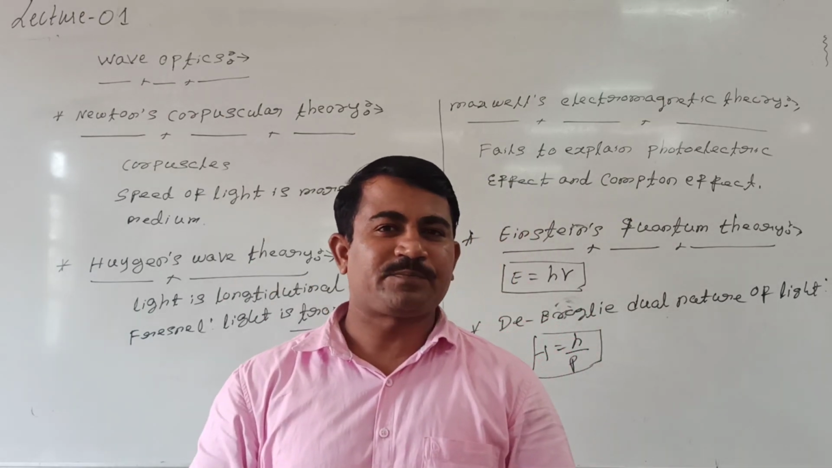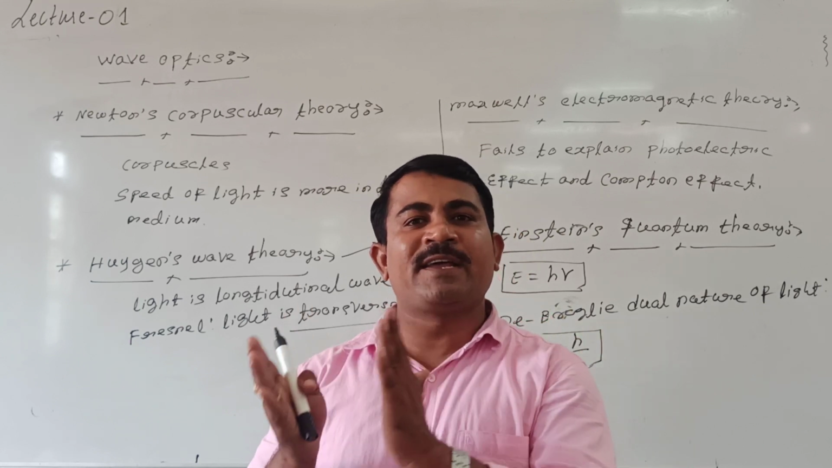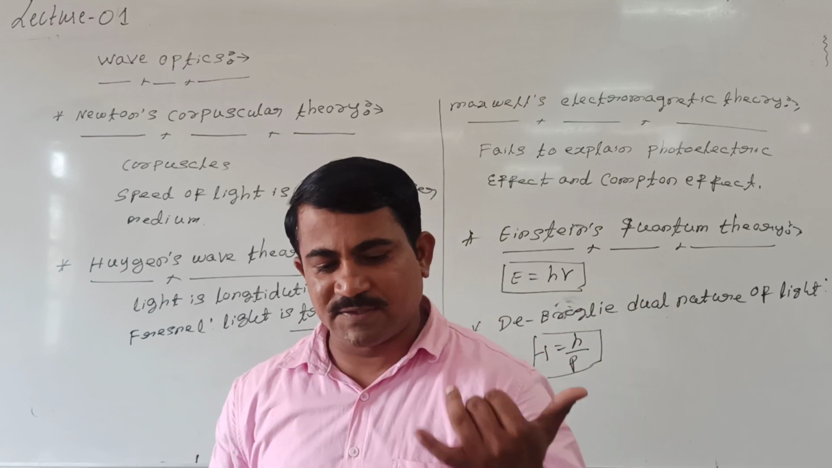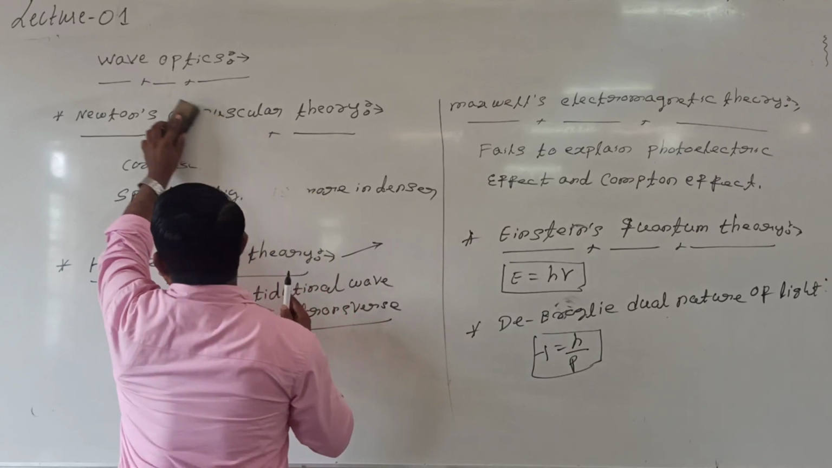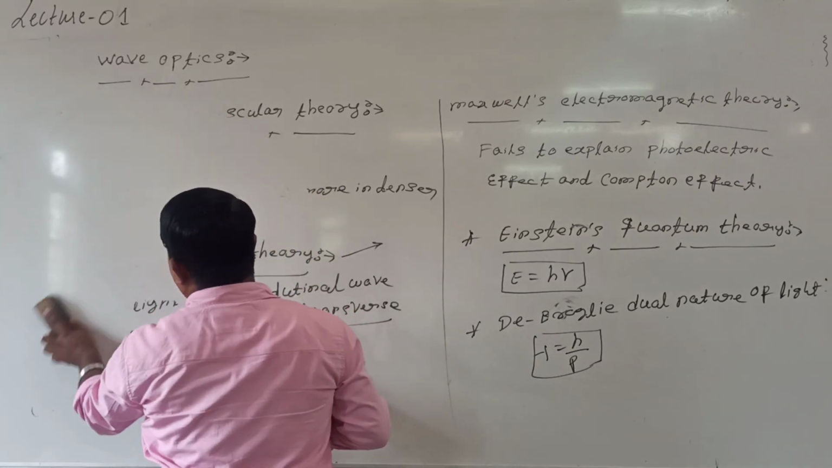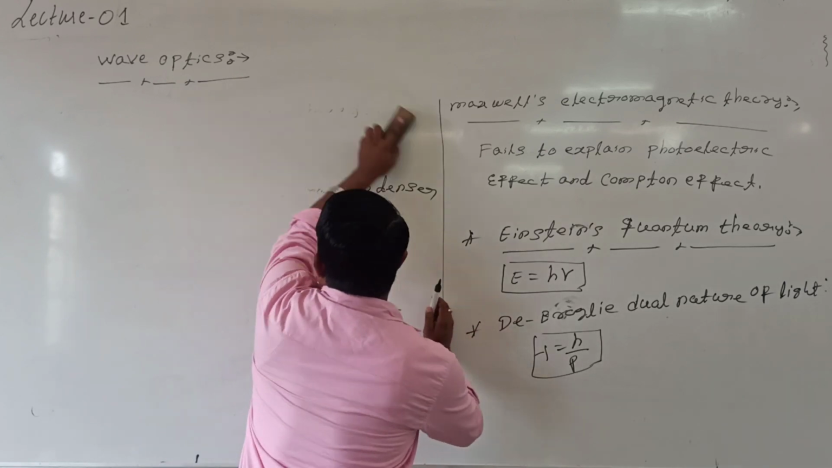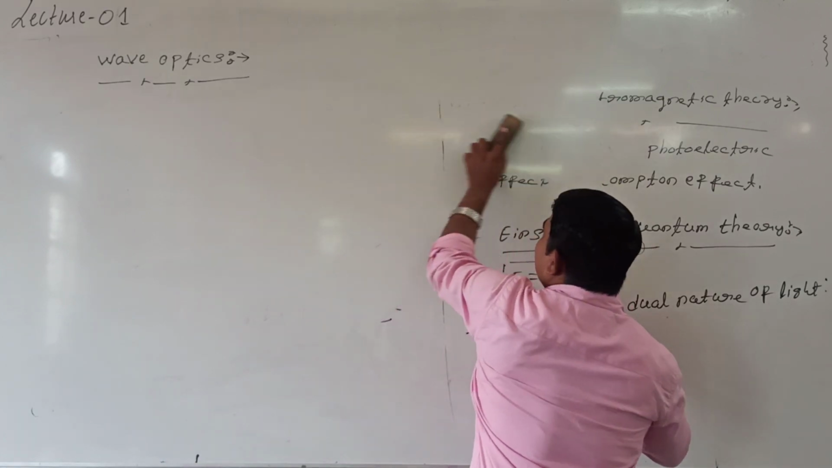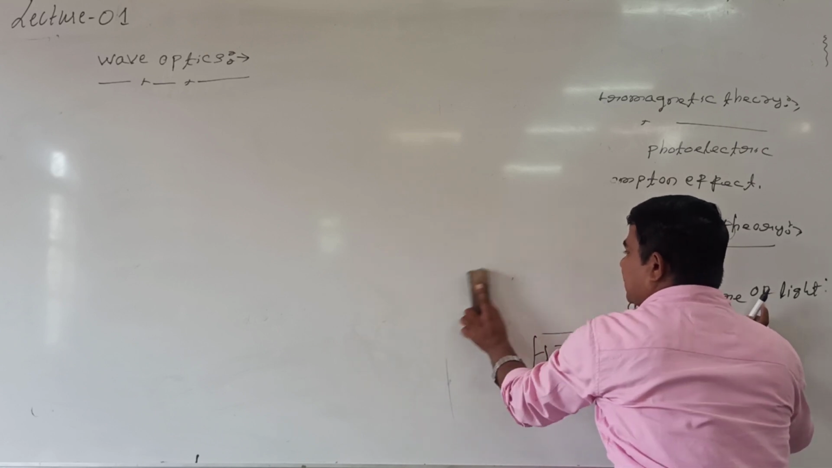Now let us move to Huygen's wave theory. I mean, we will explain Huygen's principle. What is Huygen's principle concerned with the nature of light? That we will see. Next concept we will go to directly: Huygen's principle, and what the points of Huygen's principle are.